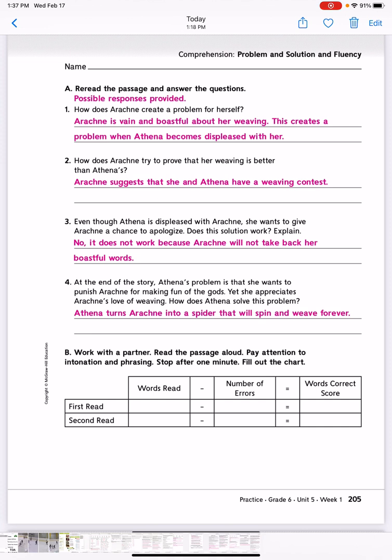And at the end of the story, Athena's problem is that she wants to punish Arachne for making fun of those gods, but she does appreciate the love of weaving. How does she solve the problem? She makes Arachne into a spider. She still gets to weave, she still gets her love of weaving, but she is now punished for her boldness.